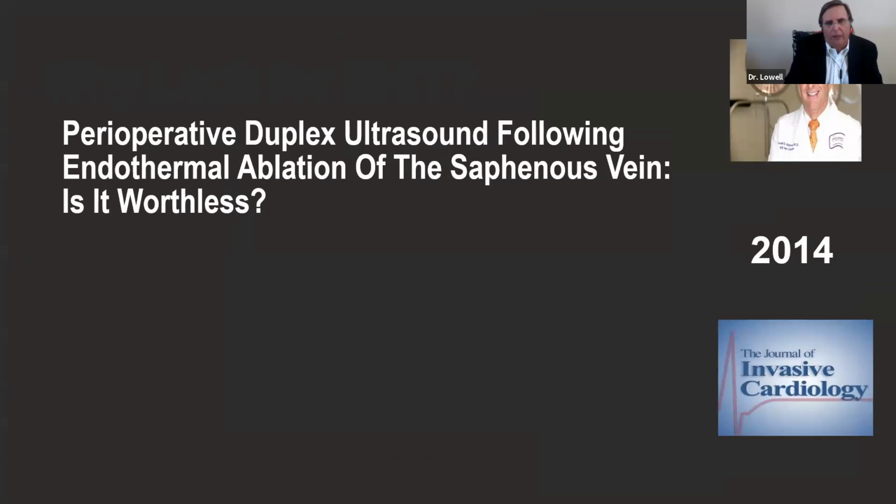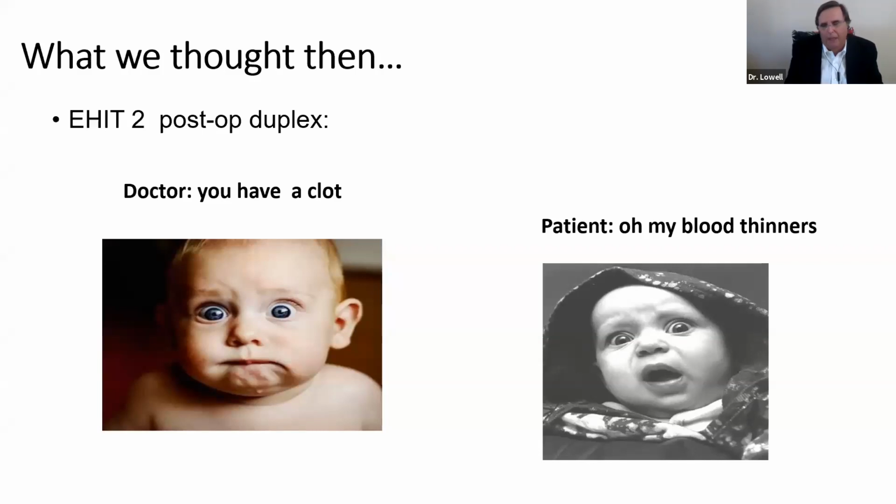And in a publication in 2014 that I published, perioperative duplex ultrasound following endothermal ablation of the saphenous vein, is it worthless? And I concluded yes, and a waste of money. So let's look at it. Many years ago, when we had this entity, we looked at this and either you found it or your ultrasonographer said, hey doc, you've got a clot or a thrombus. And then we'd have to tell our patients, oh my gosh, here's a procedure that we're advocating, and now I've got to put you on blood thinners.